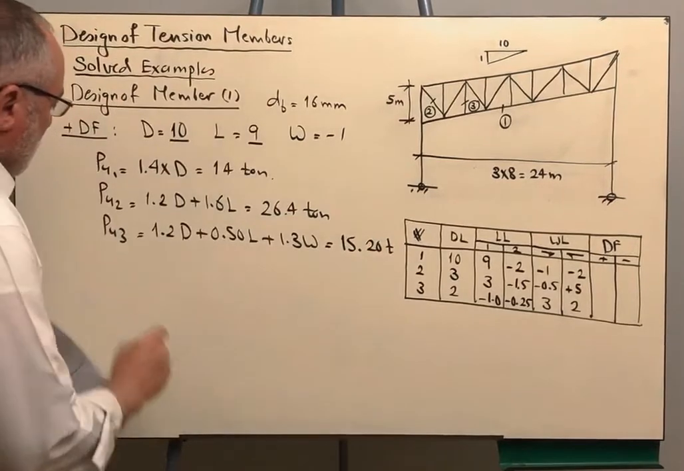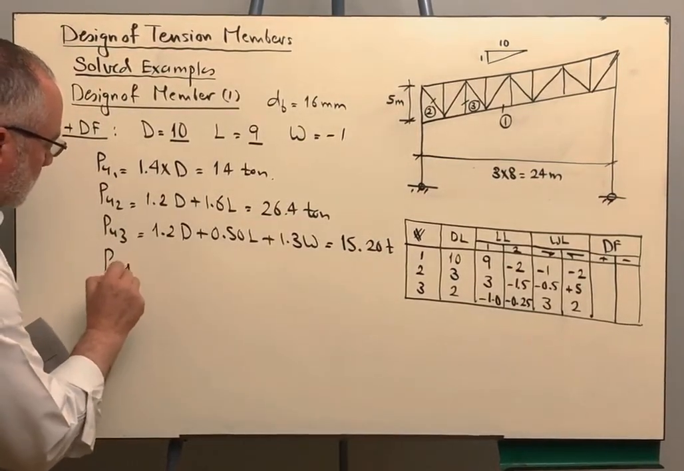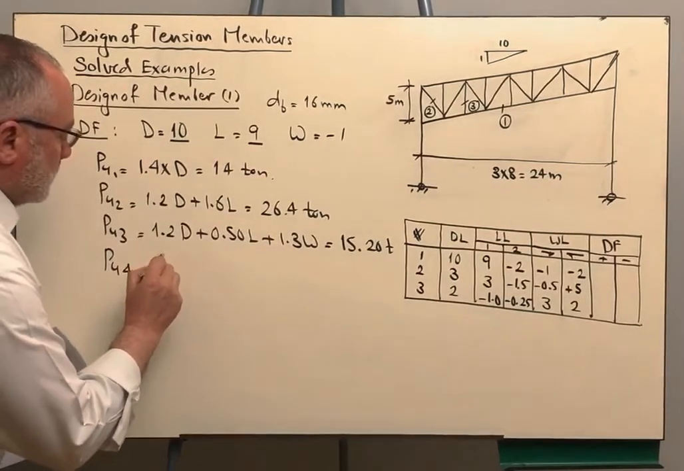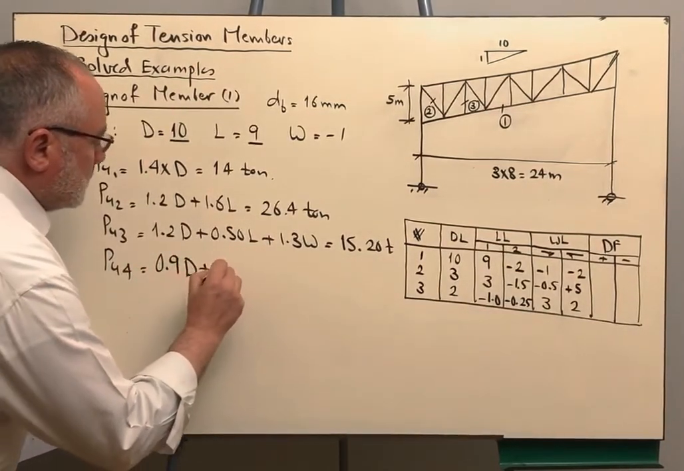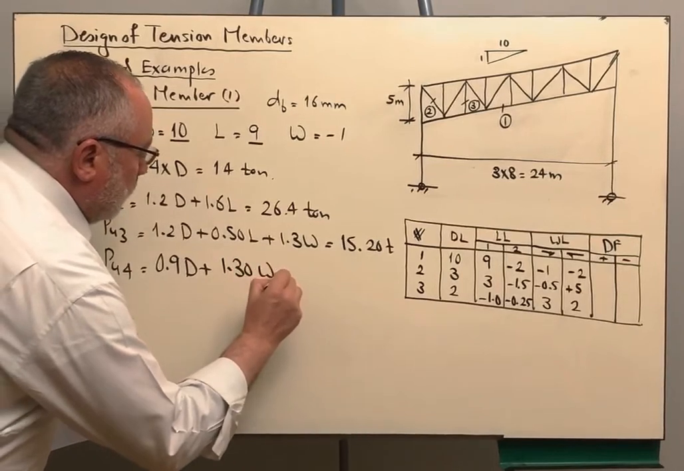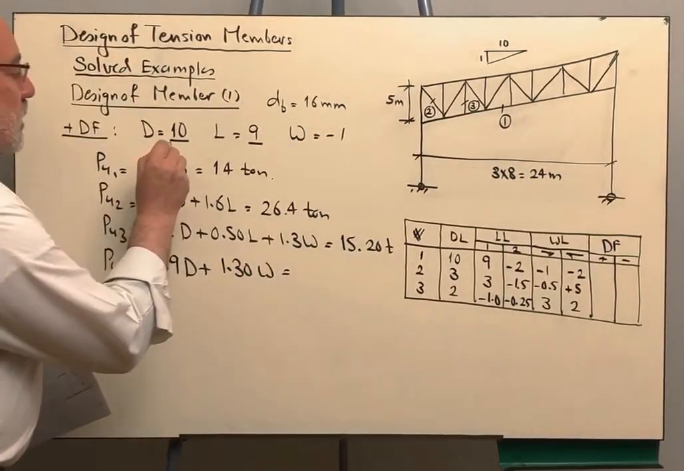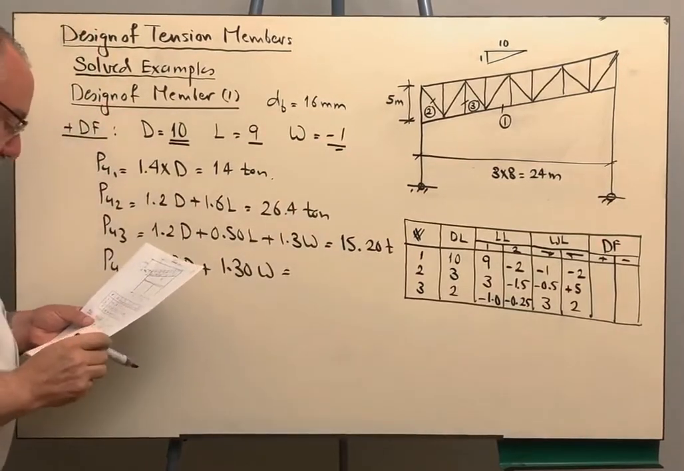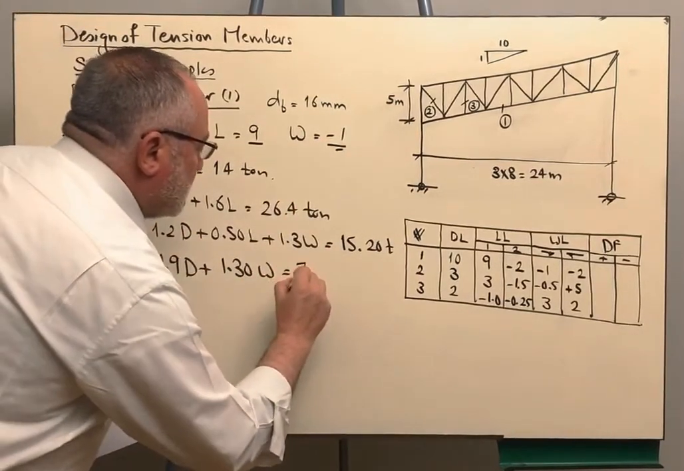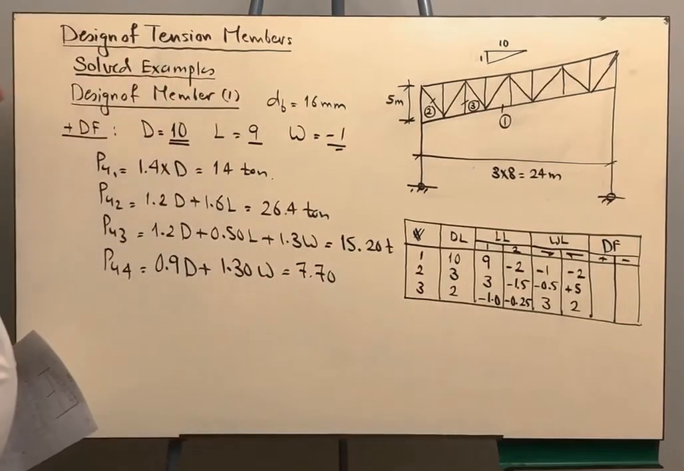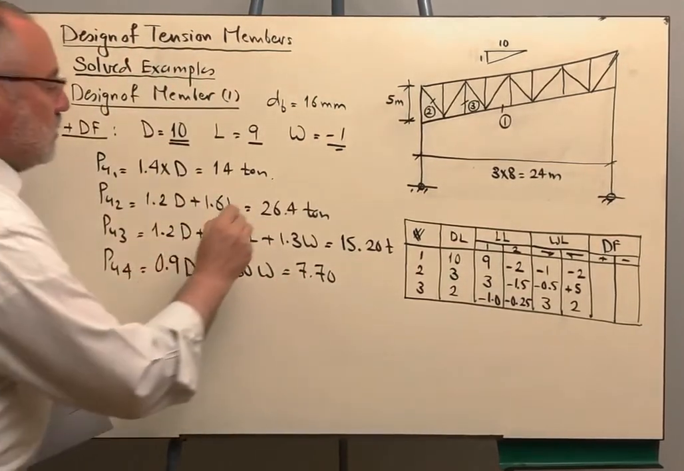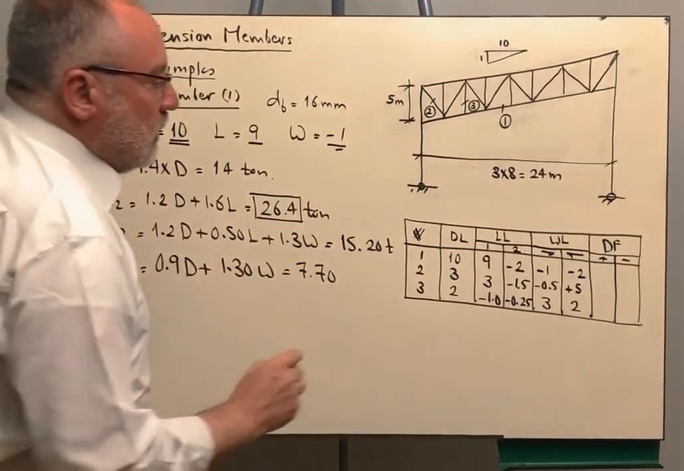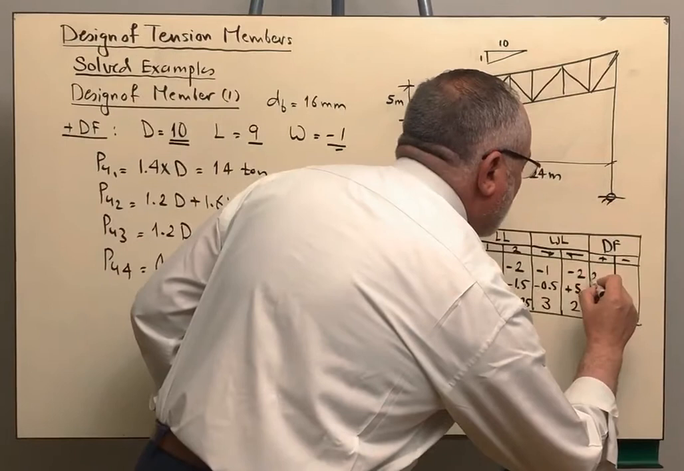For the ultimate load number 4, the load combination number 4, we are taking 0.9 dead plus 1.3 wind. So I'm going to take the 10 tons and the negative 1. We get here positive 7.7. Now we are going to take the maximum value, which is obtained from the second load combination equation. We are going to write here 26.4.